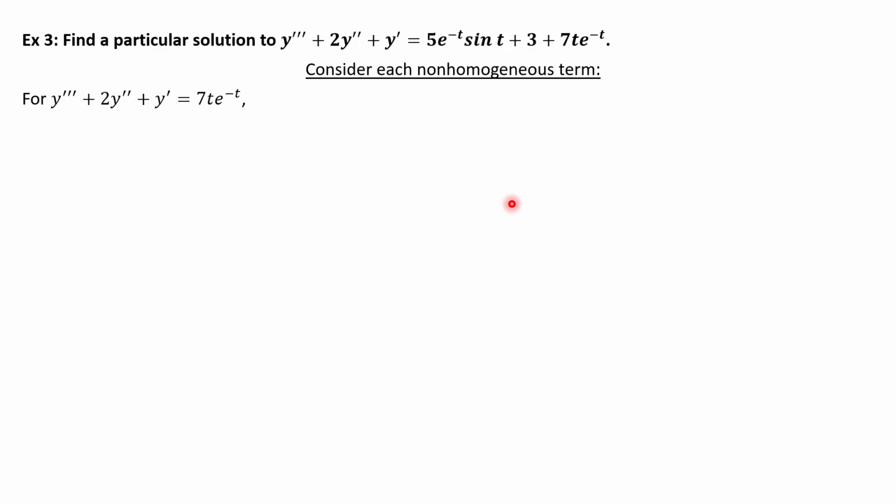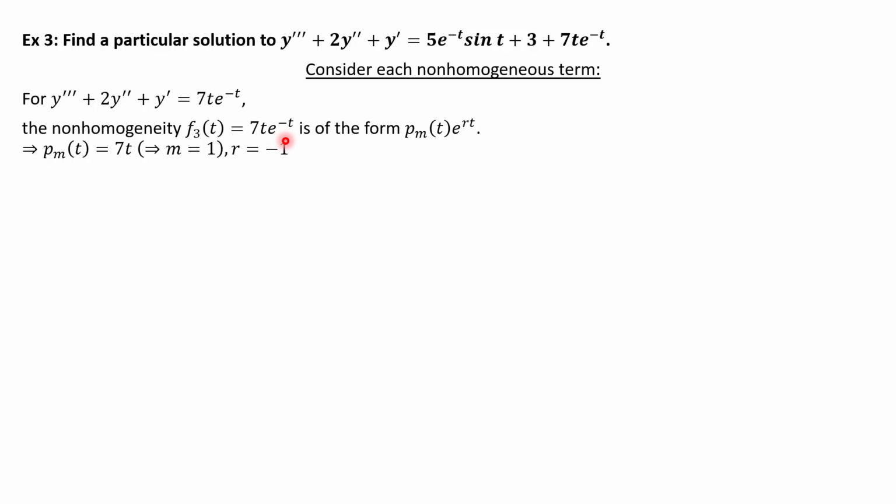All right, we do this one more time for our third term over here. So we say our differential equation equals 7t e to the negative t. This non-homogeneous term has similar format to the last one, p sub m of t times e to the rt. And this time it is going to be a polynomial of degree 1, because notice the 7t, there's a t to the first power. So the degree on this polynomial is 1. And then our r value here is -1.